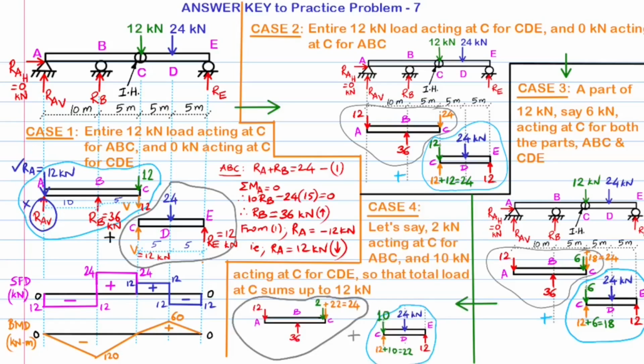Finally, we may try out innumerable combinations of the loads acting at C for either part, making sure that the summation of the loads assumed at point C for both the parts in either case leads us to the same value of 12 kilonewtons. We find that all different combinations lead to the same unique result. From this practice example, we conclude that there is no specific way of distributing the given load at the internal hinge when we separate the beam for analysis.